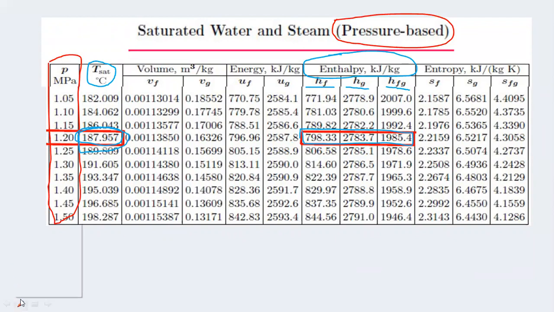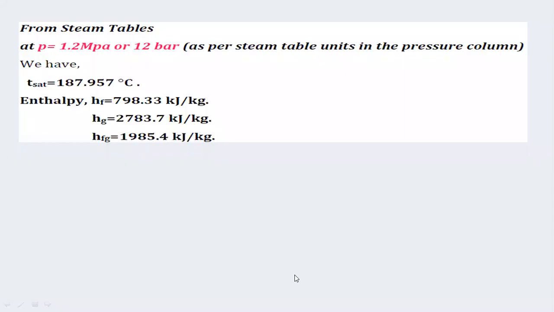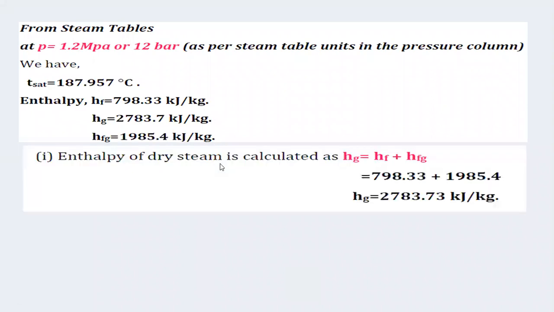So let us see how we do this. As I told you, at a pressure of 1.2 megapascal or 12 bar, it writes these things as per steam table units. The saturation temperature is 187.957 degrees Celsius, and the other properties we have written here. Now, for the calculation part, we need to find out the enthalpy of dry steam, wet steam as well as superheated steam. The same things we have carried over to here, and now let us start the calculation.